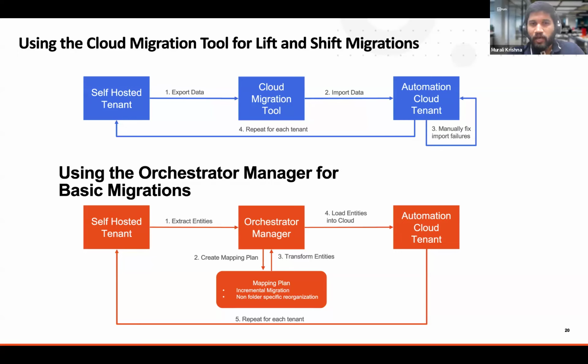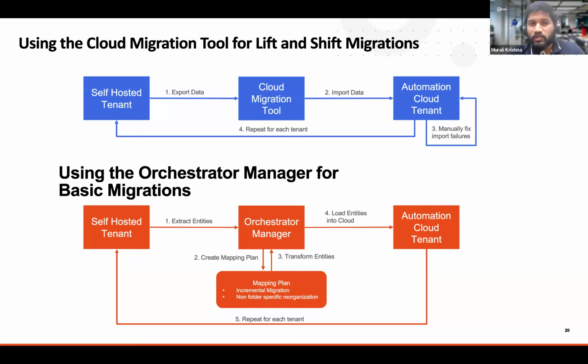If you see here, there is a mapping plan, incremental migration and non-folder-specific reorganization. Suppose a customer is in classic folders in the on-premises environment and wants to migrate to automation cloud. Since automation cloud isn't supported for classic folders, it only supports migration for modern folders. And the first tool, cloud migration, will not at all support this scenario. What Orchestrator Manager helps with here is that you can map the data you extracted from the self-hosted tenant in the import Excel sheets, and push that data to automation cloud as modern folders.